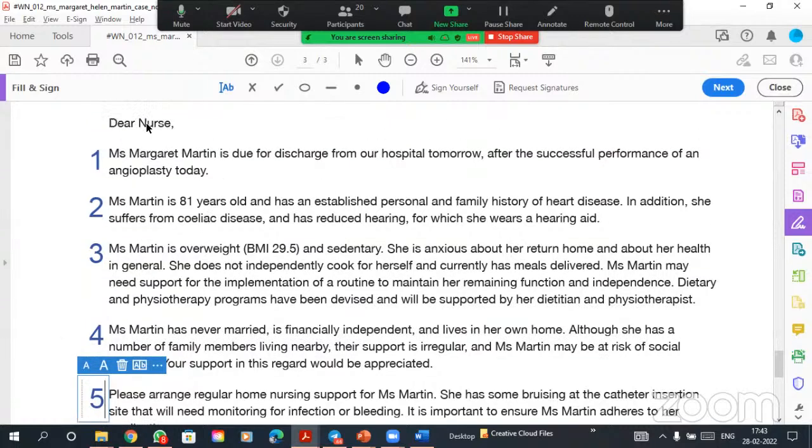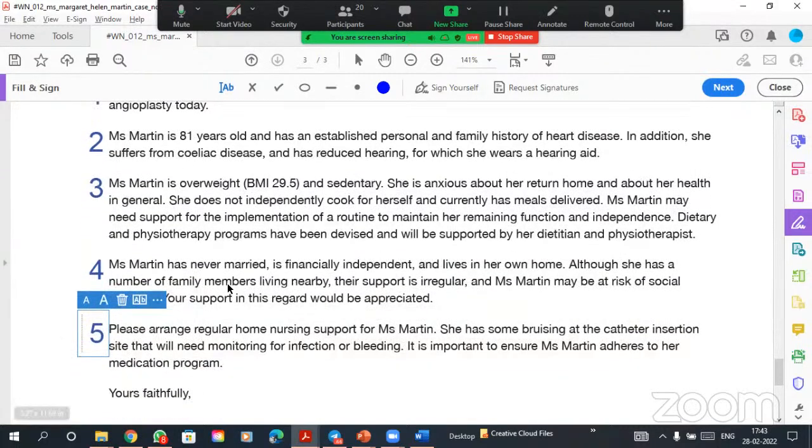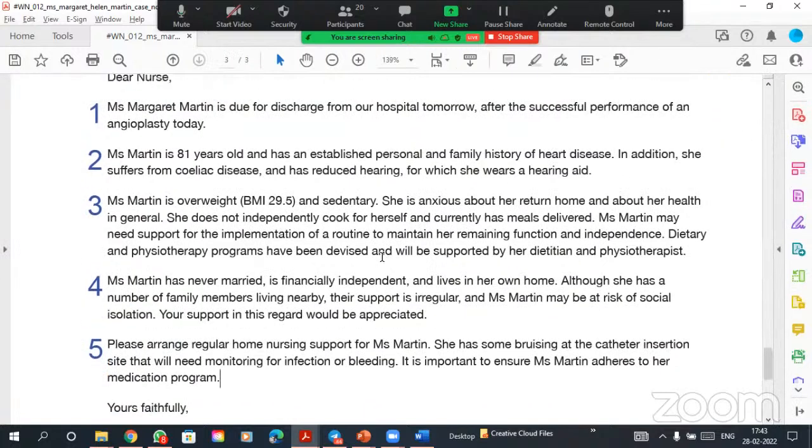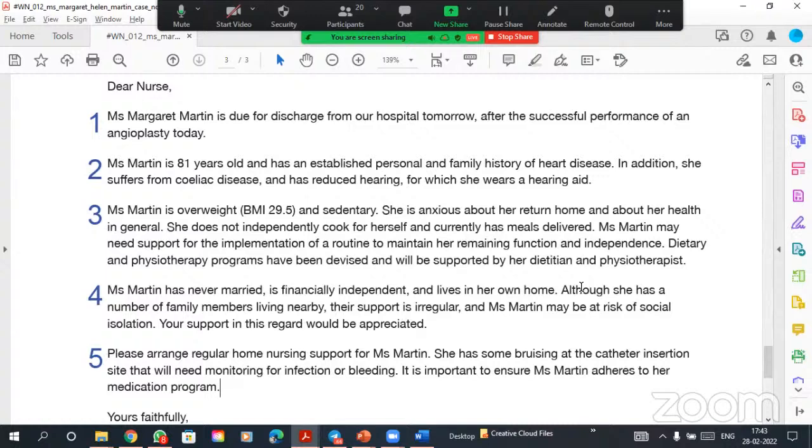You can see after dear nurse and before yours faithfully, in between there will be 5 paragraphs. If you don't write 5 paragraphs, what is the need of writing a letter there? There should be a system, follow the system. Majority, all the letters will have 5 paragraphs. First one will be the introduction and last one will be the conclusion.